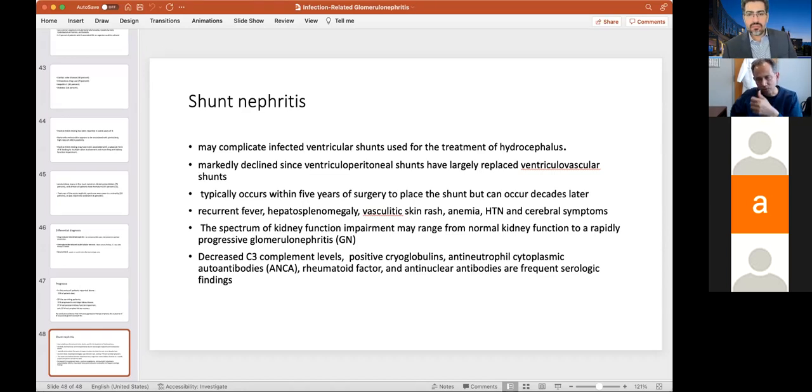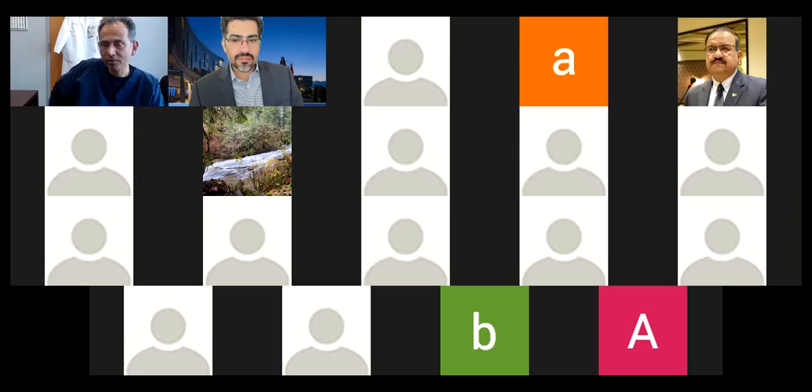So treatment is mostly for the infection: take out the shunt and replace it, with antibiotic treatment. Luckily, I don't think I have seen any case of this, in the clinic or on the wards. Anyone has any experience of having shunt nephritis? Probably not. So that was all about the slides. Any questions or comments? Please, let's open the floor.